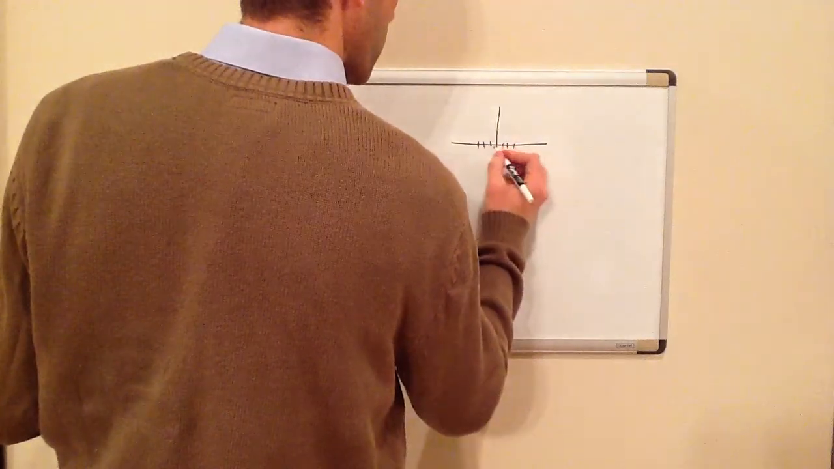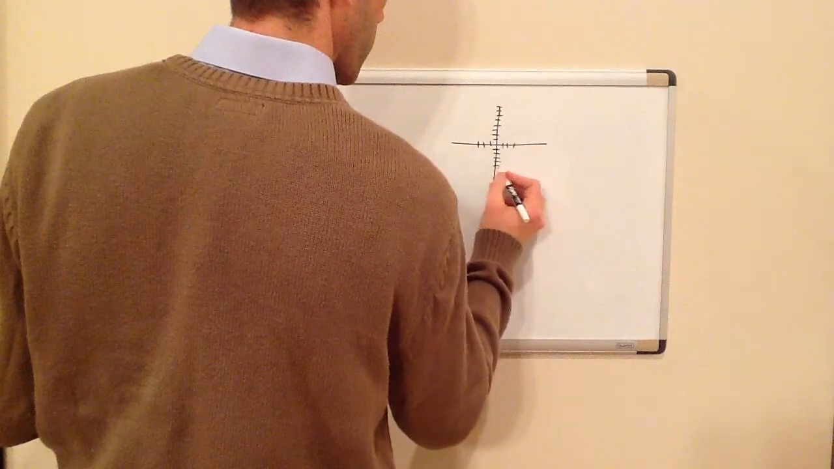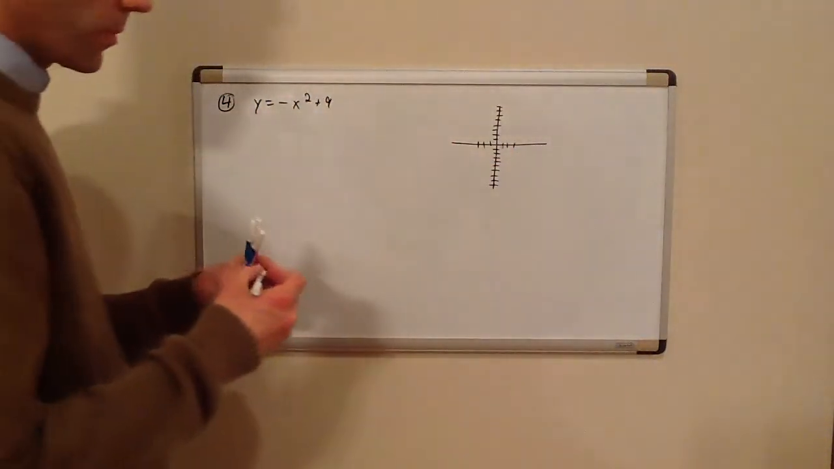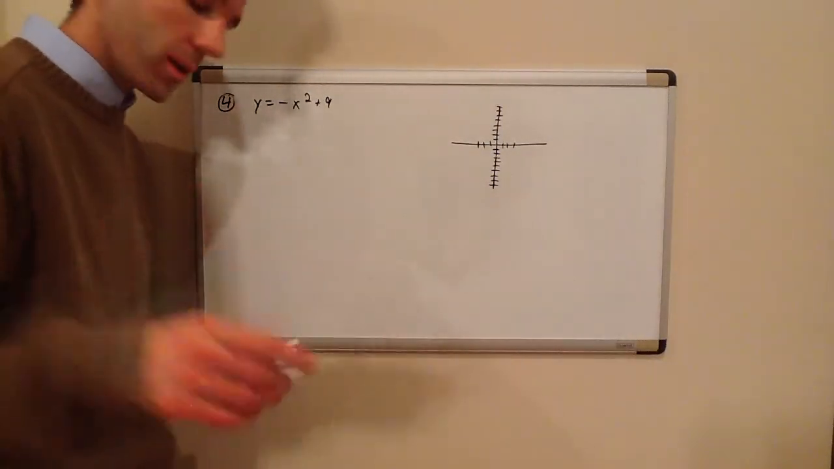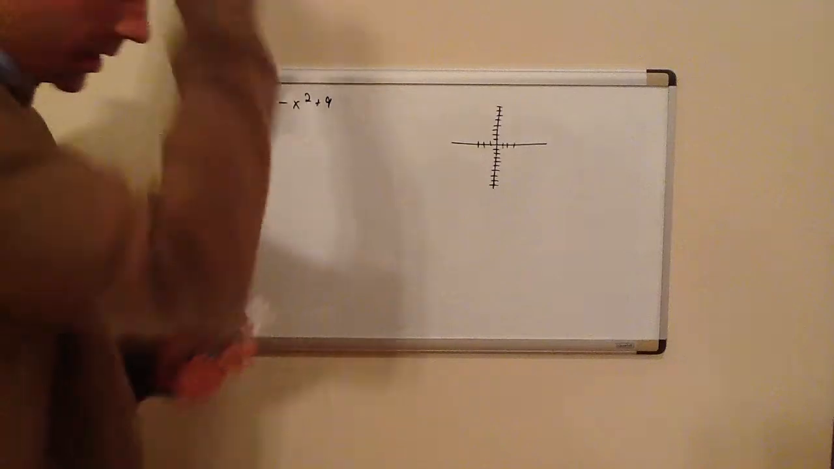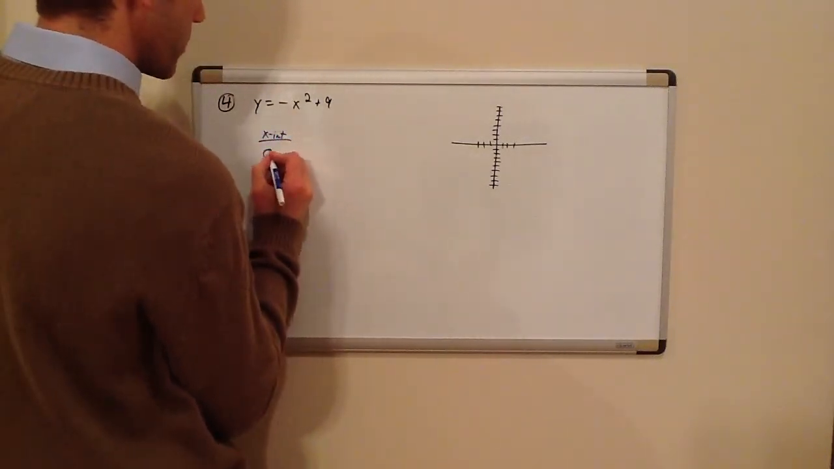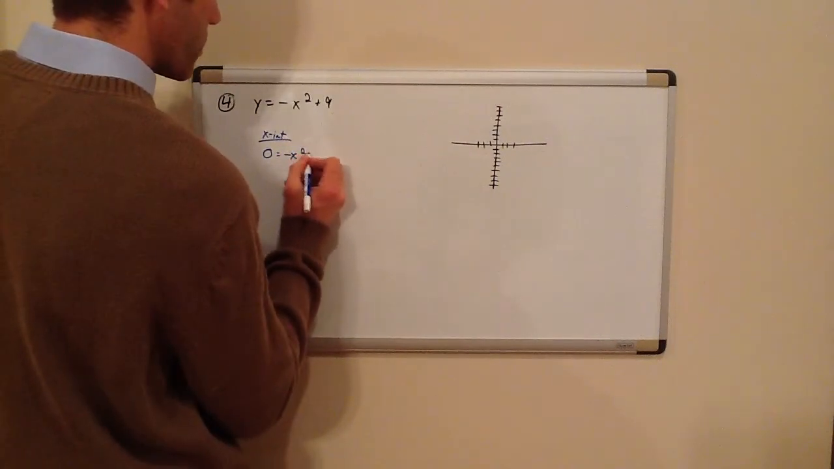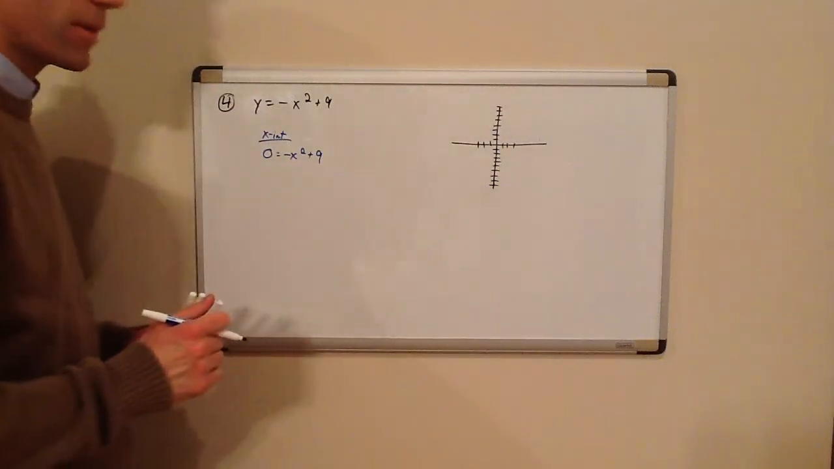1, 2, 3. You can kind of tell where I'm going with this based on the numbers that I used. My x-intercepts are going to be 3 and negative 3. But let me show you why. Don't just go ahead and put that down. Let me show you. All right, x-intercepts. 0 equals negative x squared plus 9.